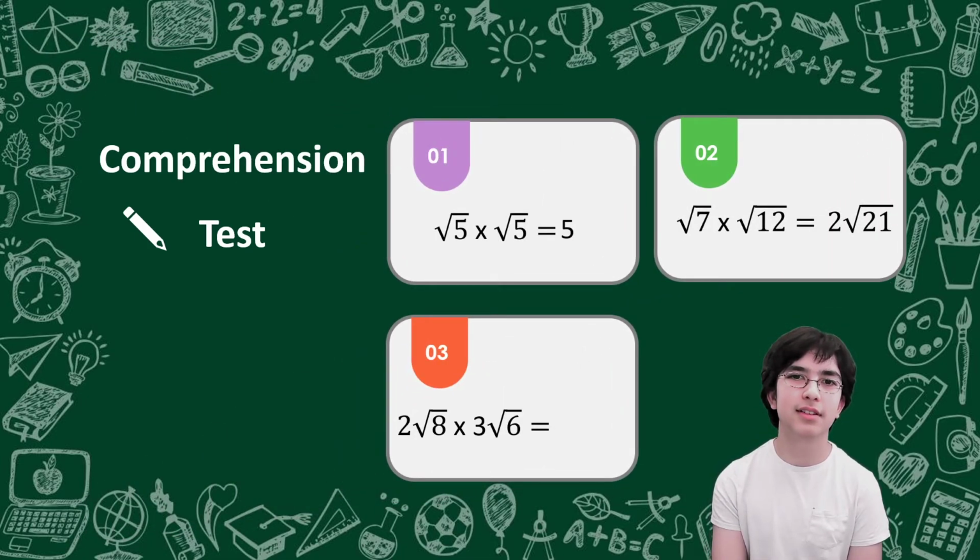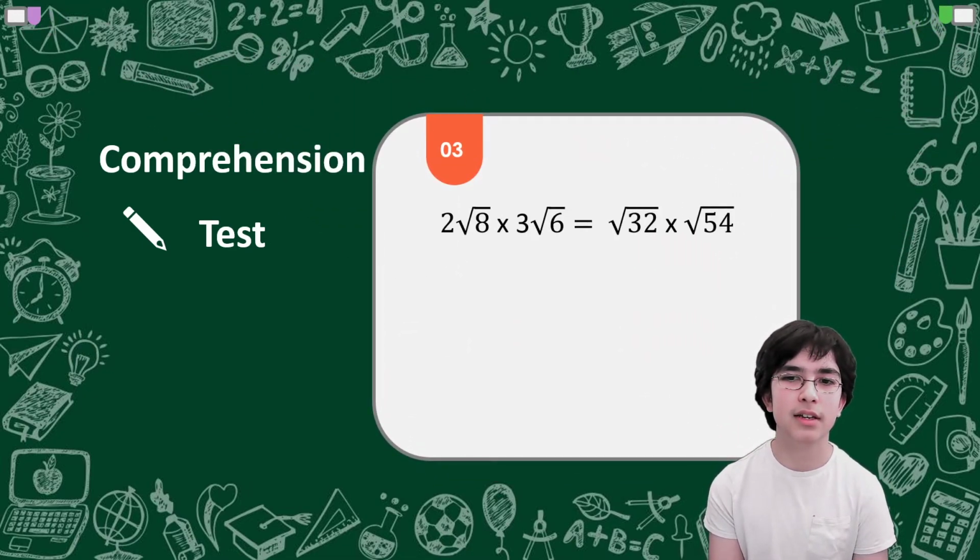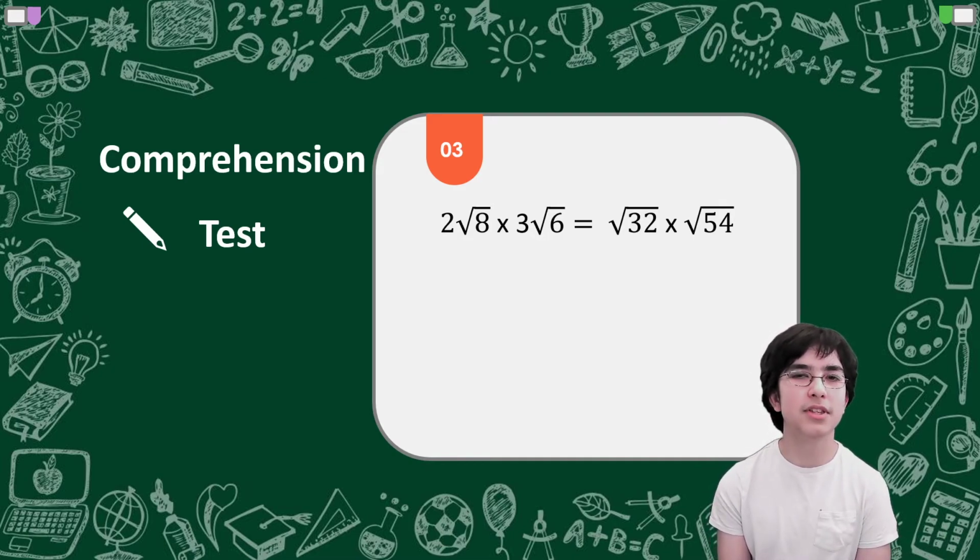Challenge question. This question is more challenging than the other questions. What's 2 root 8 times 3 root 6? First, we multiply it out. So we expand the surds, since 2 root 8 means there must have been the square root of 2 times the square root of 2. So we actually multiply 8 by 4 to get the square root of 32.